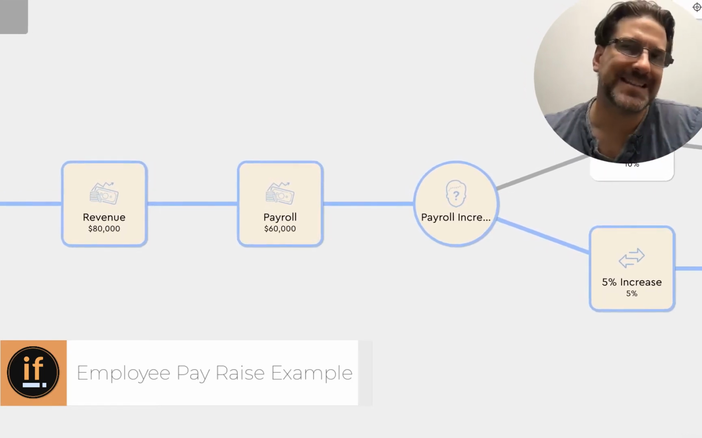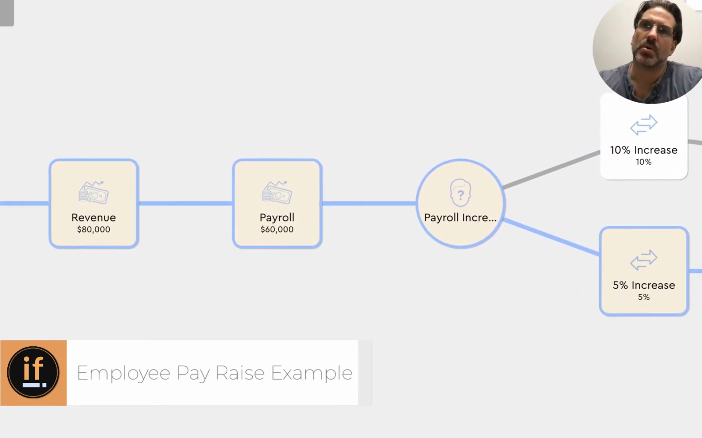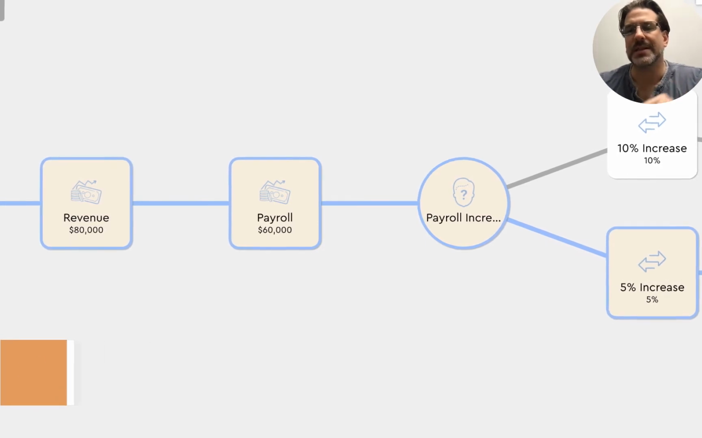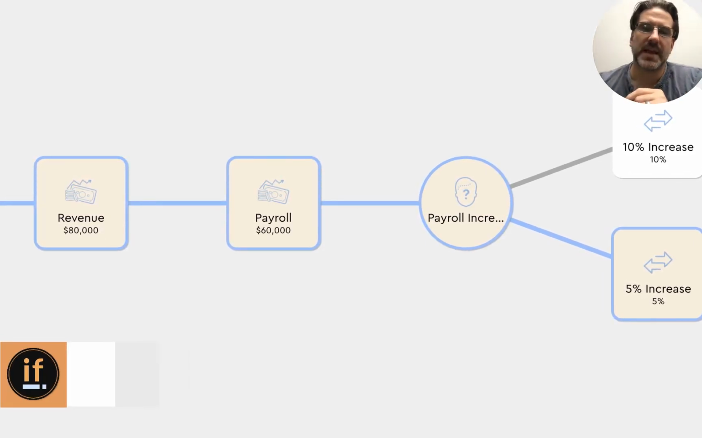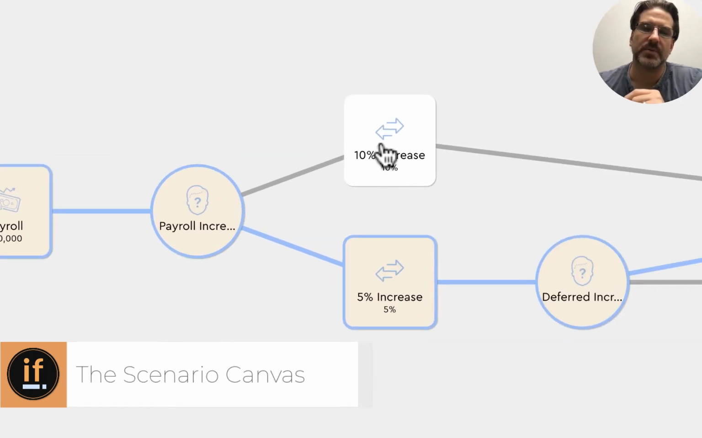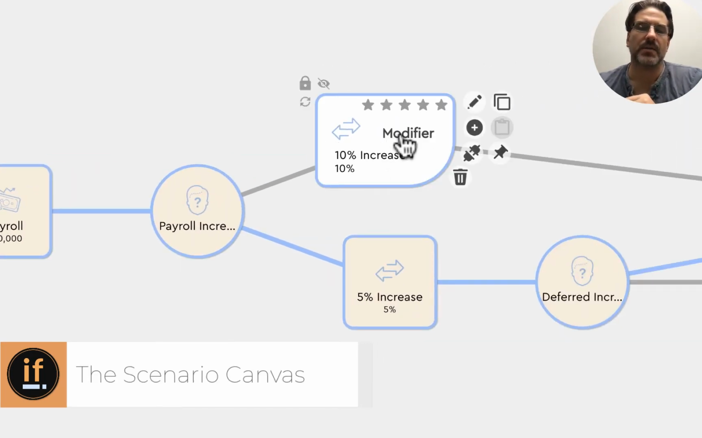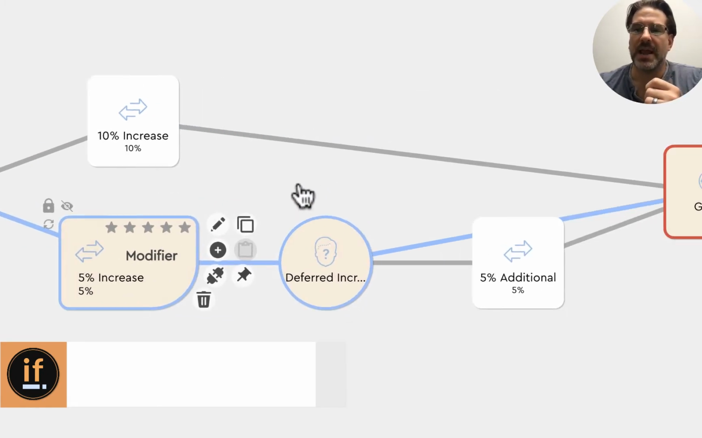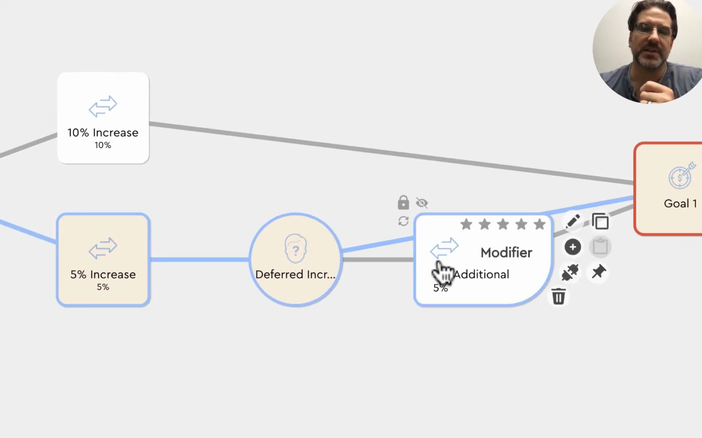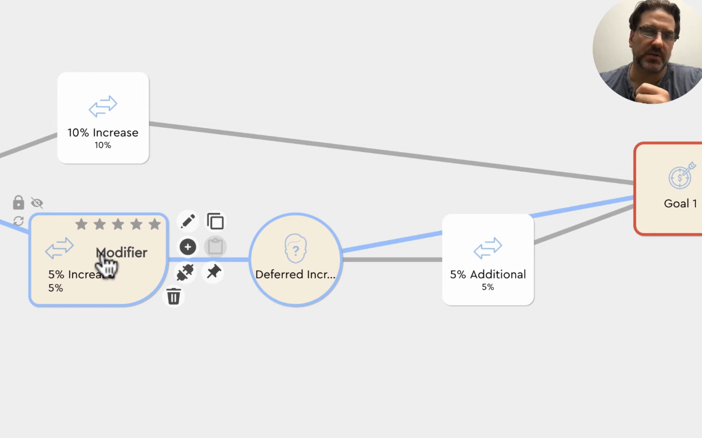So here's our use case today. Imagine you have a CEO that's worried about staff retention and is thinking about giving pay raises to his entire team. One scenario is we could have a pay increase of 10% in the future. Another scenario is giving a 5% increase sooner than later, and then deferring the second 5% to later on down the line. And we're even going to model a scenario of what if we only do the initial 5% increase.